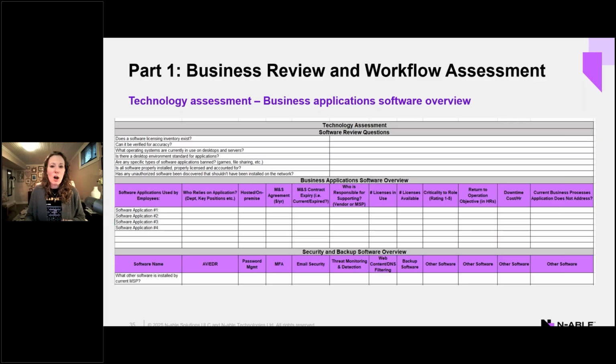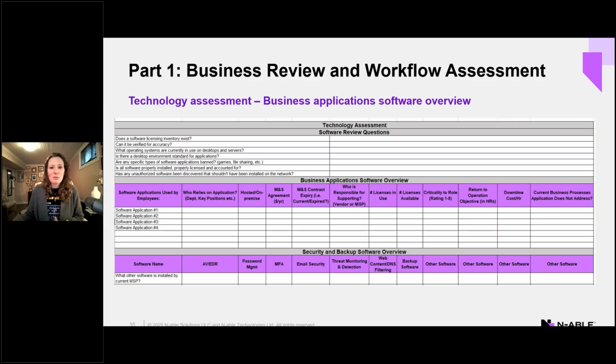Getting an understanding of the operating systems that are currently in use on the desktops and the servers. Is there an actual desktop standard for the applications? Is there any software that's banned, or that should be banned? So kind of start getting into, again, what is the existing MSP doing? What are they enforcing, or maybe what they're not enforcing? Is all software properly installed? Is it properly licensed? Is it accounted for?